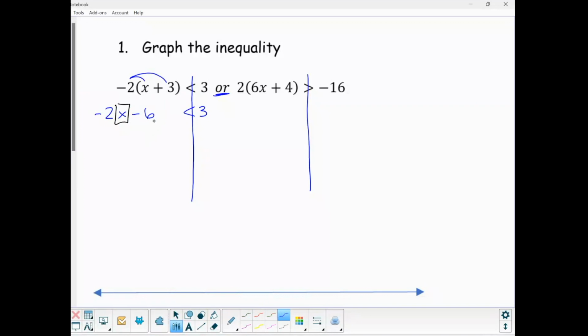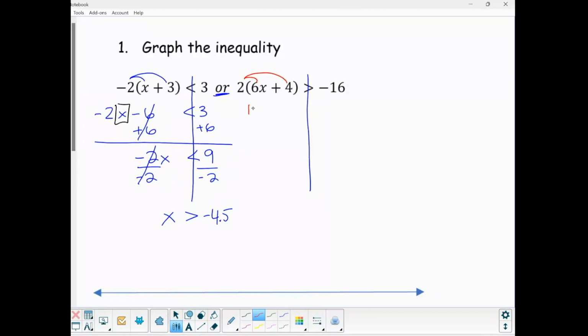Start with the -6. You move something by doing the opposite operation. So we're going to add 6 to both sides. We're left with -2x is less than 6 plus 3 is 9. We're going to divide by -2. Because we divided by a negative, we flip the sign. We're left with x, and 9 divided by -2 is -4.5. It's okay to get decimals. So that's our first answer. Then we go do the same exact thing on the other side.